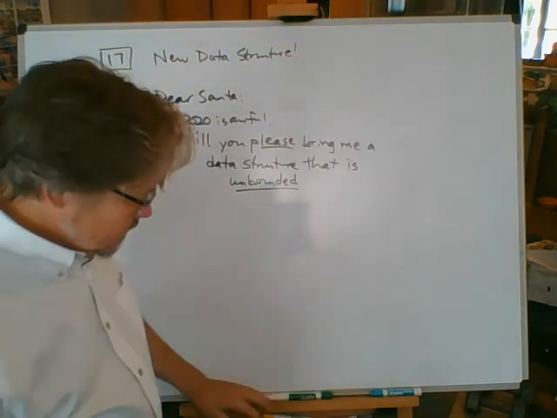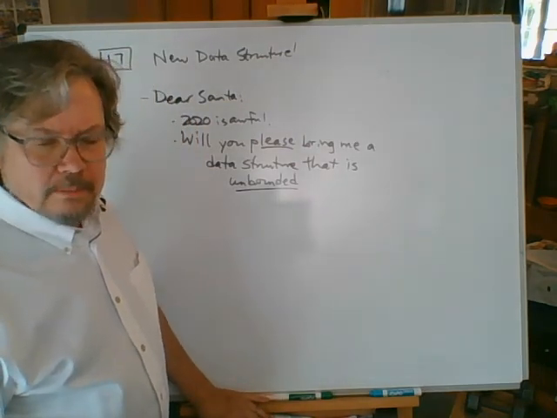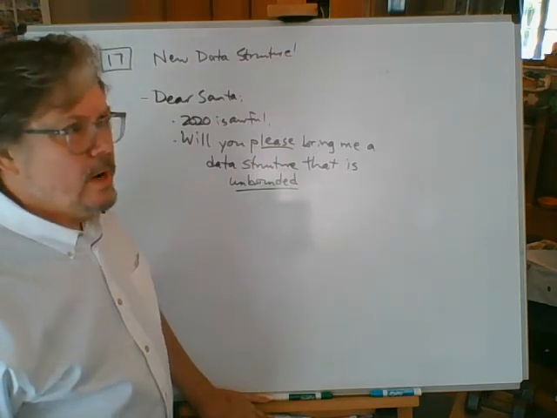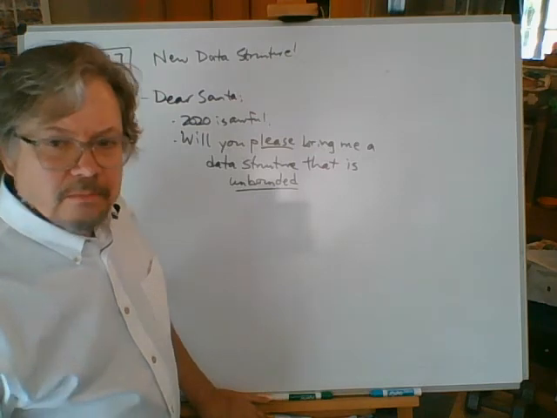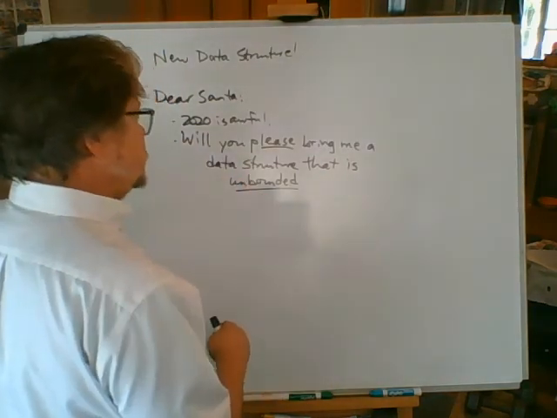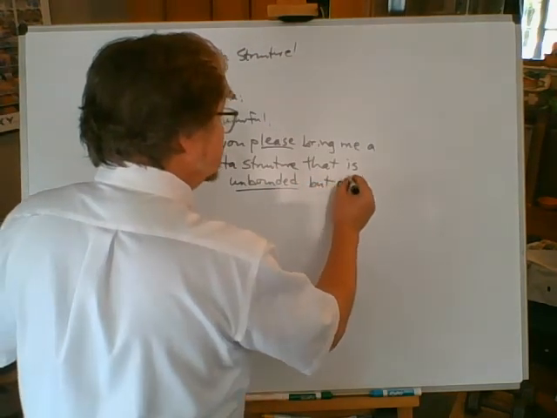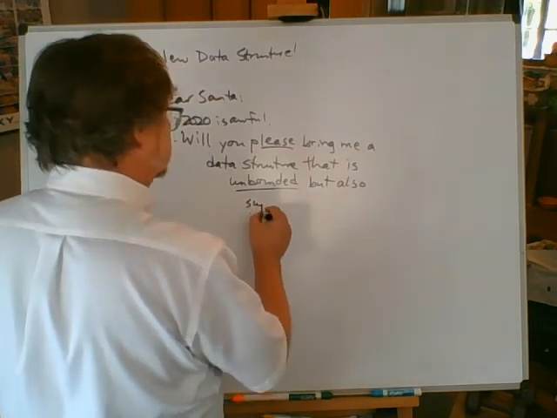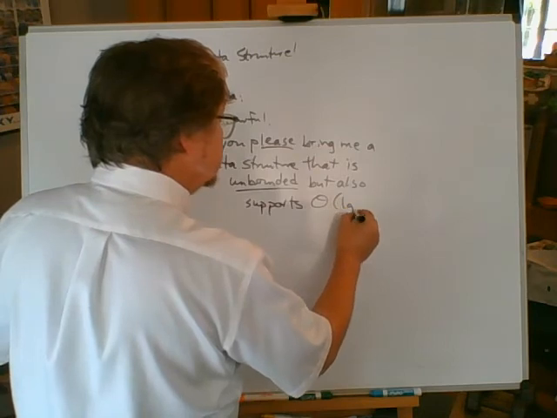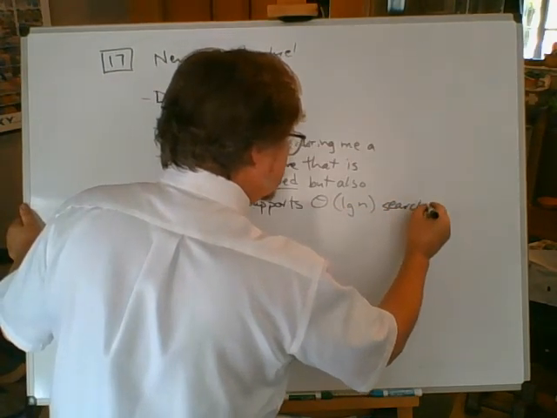In other words, I'm stingy. I want it all. I want it to be unbounded, like an ordered list. I can put as many things in there as I want. I don't have to know how many there are in advance. I'm not going to worry about running out of memory on the machine. It can start paging to the cloud if it needs to. Okay, will you please bring me a data structure that's unbounded? Well, we got that, the ordered list. But also supports order log base 2 of n searches. Yikes, we just want it all.